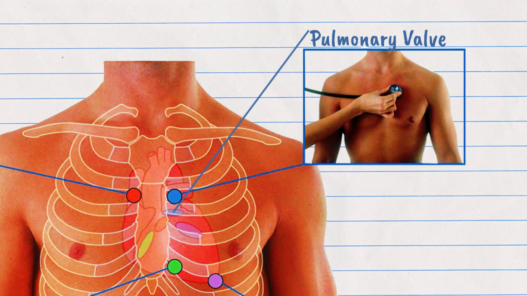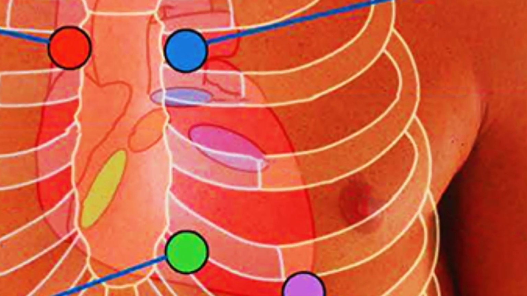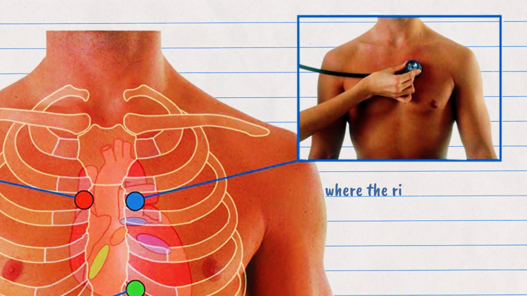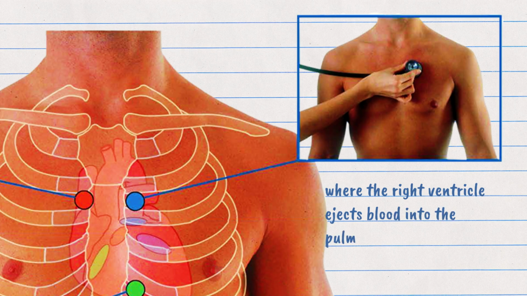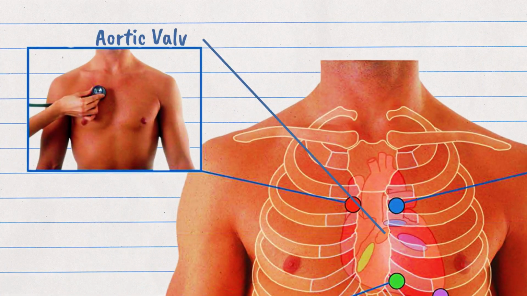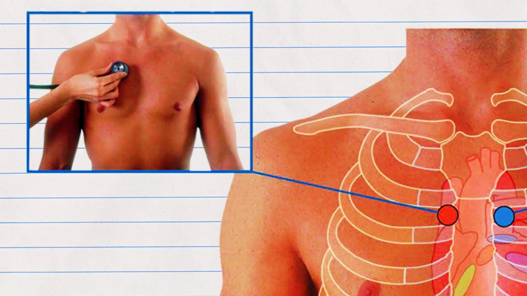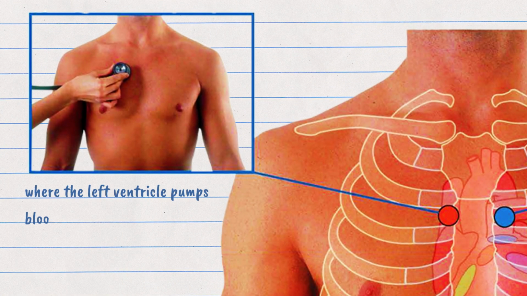Third, pulmonary valve. The pulmonary valve can be detected at the medial end of the left second intercostal space, which marks the location where the right ventricle ejects blood into the pulmonary artery. Fourth, aortic valve. Finally, the aortic valve is auscultated at the medial end of the right second intercostal space, situated at the site where the left ventricle pumps blood into the aorta.